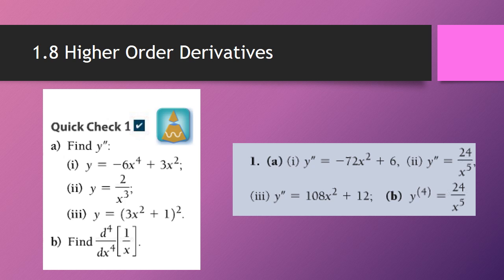Okay, here we have the answers for part A. The first one, you get negative 72x squared plus 6 for the second derivative. For the second problem, we get 24x over x to the fifth for the second derivative. And for part 3, we get 108x squared plus 12 for the second derivative. And then for b, we get that the fourth derivative is 24 over x to the fifth.